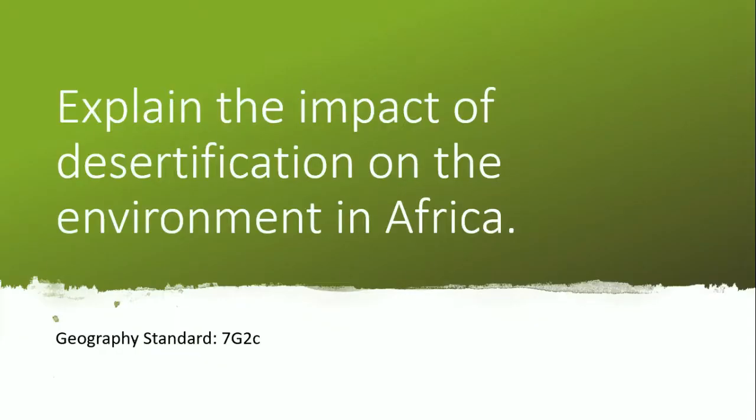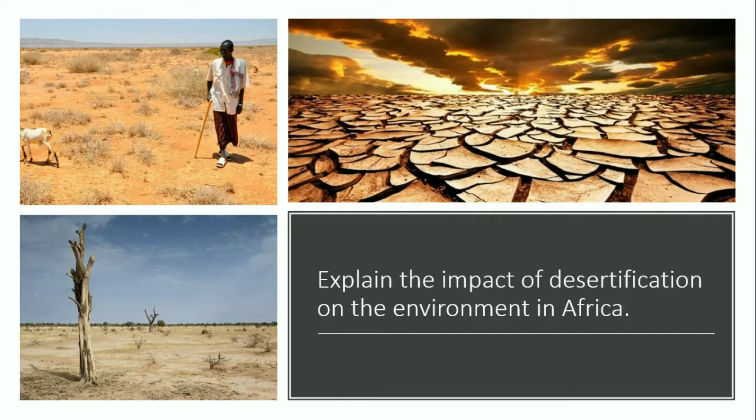The next geography standard reads, explain the impact of desertification on the environment in Africa. Desertification is the growth of the Sahara, a result that no one wants because desert land is pretty much useless. The Sahel is shrinking yearly because of poor environmental practices like excessively grazing, clear-cutting trees, and over-farming deforested areas.